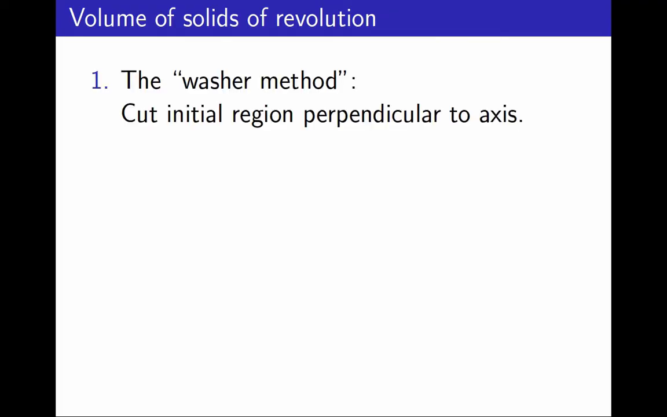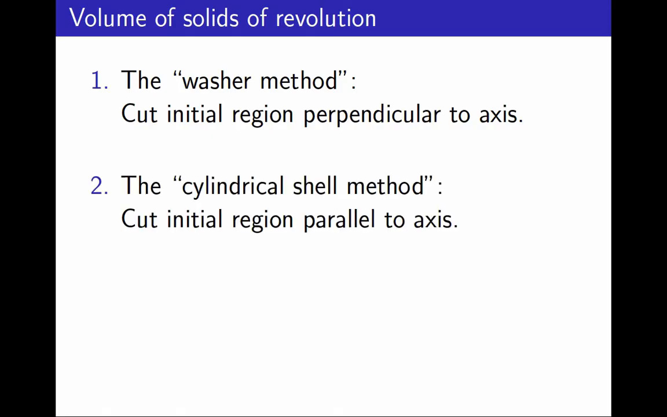These two methods to compute the volume of a solid of revolution have official names. The first one, when we cut the initial region perpendicular to the axis of revolution, is sometimes called the washer method. And the second one, when we cut the initial region parallel to the axis of revolution, is sometimes called the cylindrical-shell method. But I don't care about the names. I even think that the methods are basically the same. Cut the solid into infinitesimally small pieces, that's it. We just happen to cut in different ways.